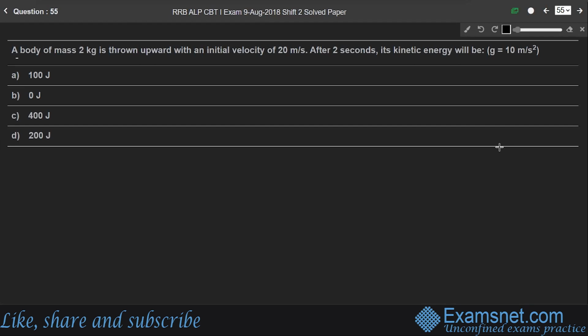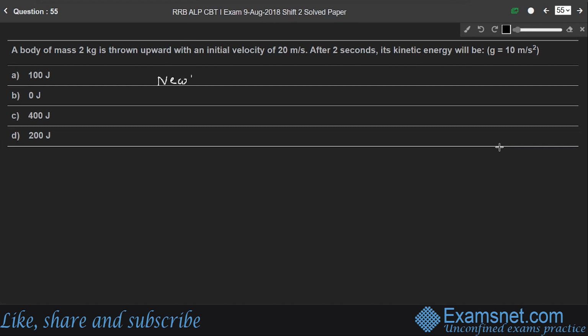Question 55. A body of mass 2 kg is thrown upward with an initial velocity 20 meter per second. After 2 seconds, its kinetic energy will be. Here, acceleration due to gravity g is given as 10 meter per second squared. So students, to solve this problem, we are using Newton's first law of motion.